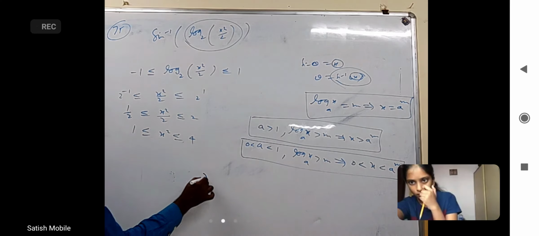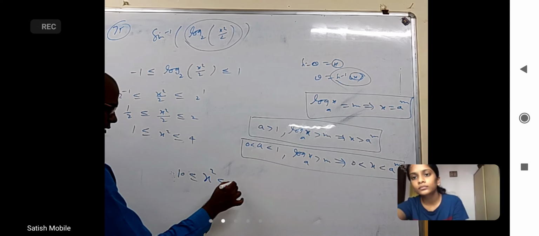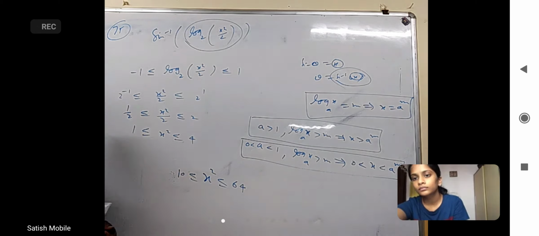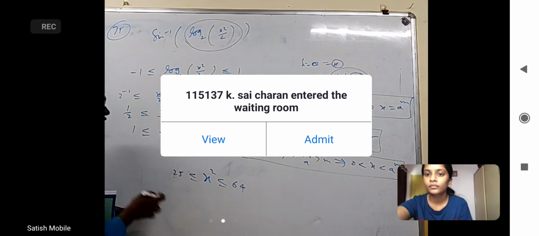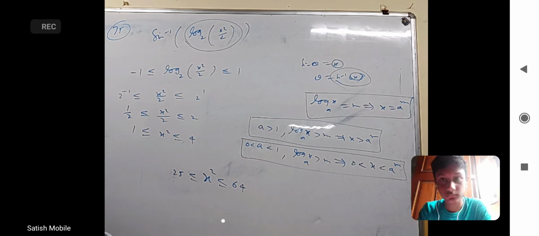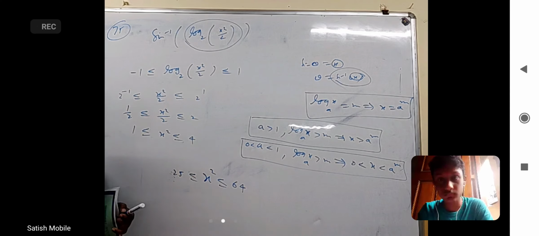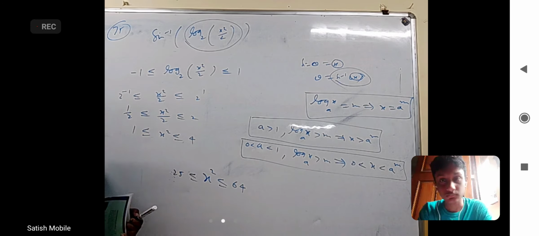Let me ask another question. x square is between 25 and 64. Tell me x should be between what and what? If it is positive, 5 and 8. If it is negative, minus 8 is smaller, so we say minus 8 first and minus 5 later.